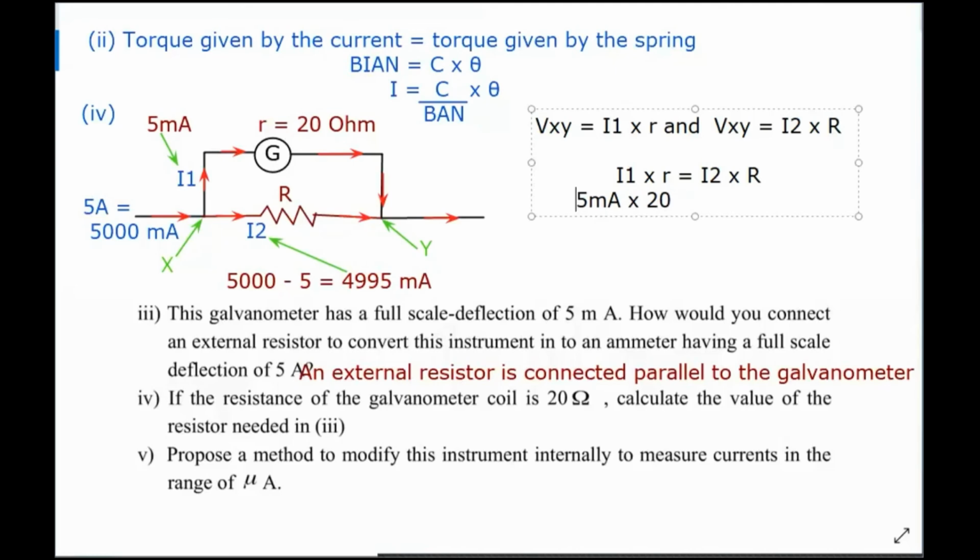Then I2 is also known. I2 is 4995 milliampere. I did not convert milliampere into ampere. Why? Because this milli and this milli cancel out. No need to do any conversion. So then I can take this 4995 to this side, and this 5 and 20 will be there.